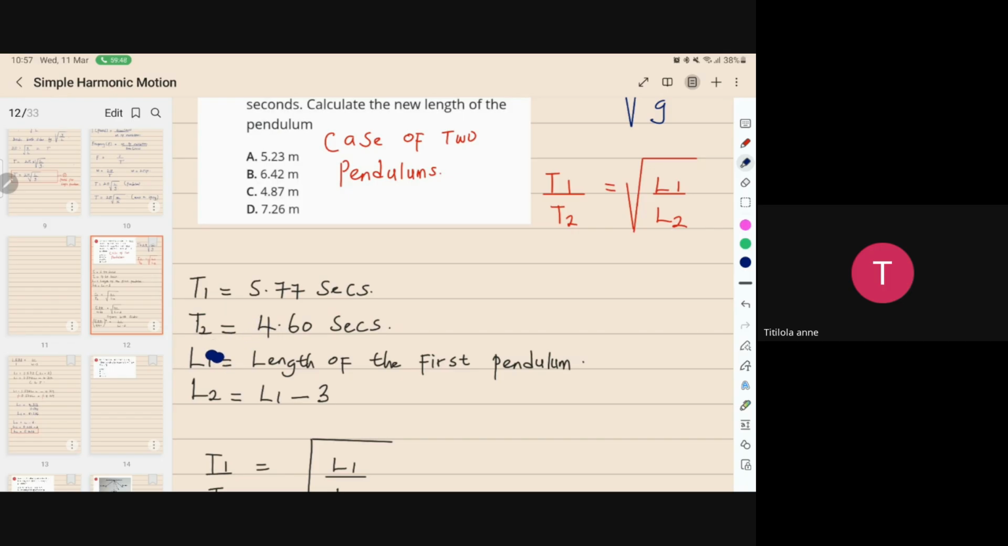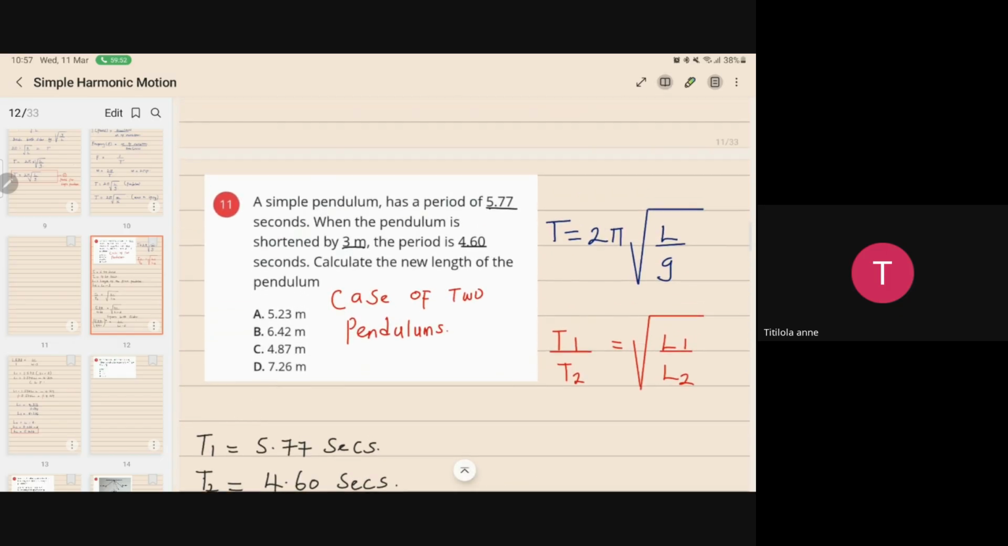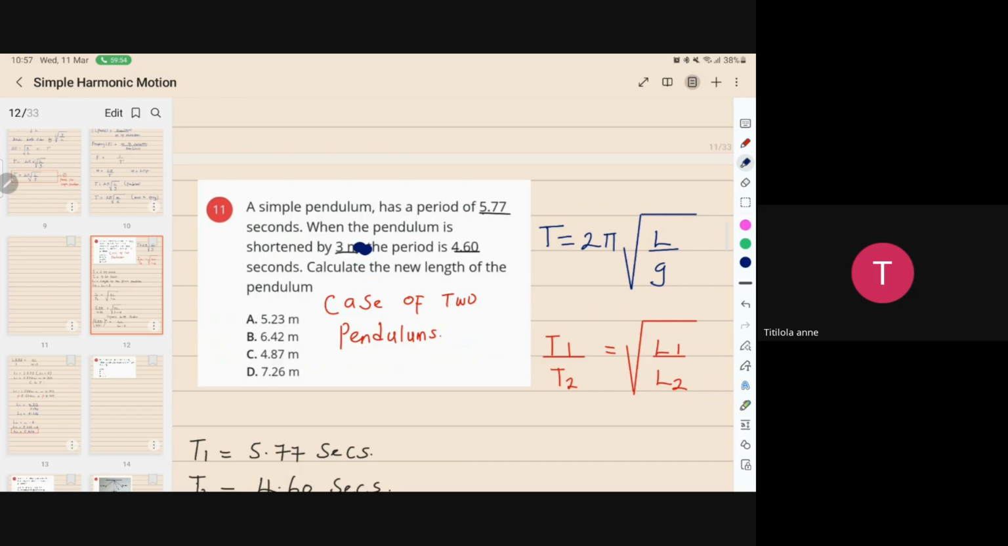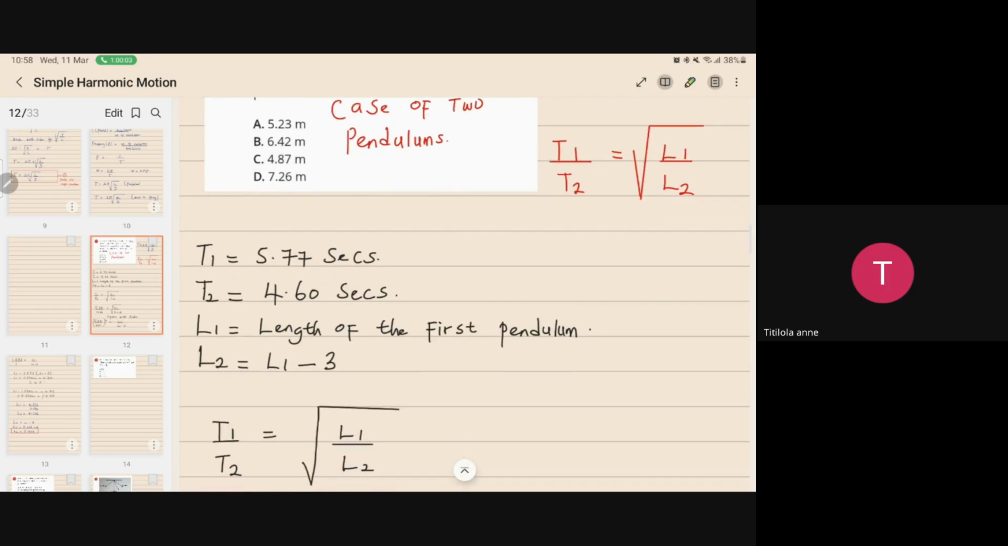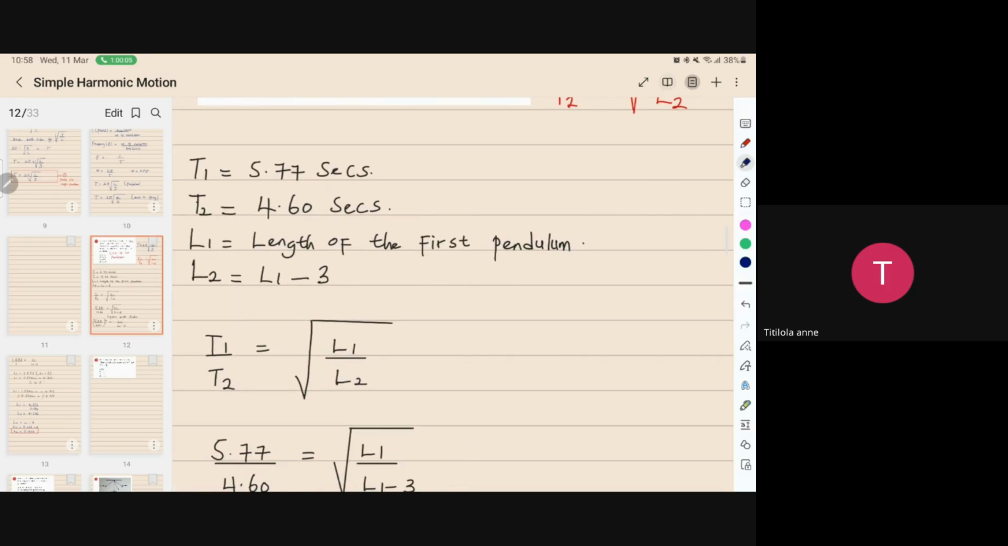They didn't give us any information about the length of the first pendulum, but they said that the pendulum was shortened by 3 meters. I explained the pendulum based on how the experiment is supposed to run. Let L1 be the length of the first pendulum. The first one was shortened by 3 to give the second, L2. So L2 is equal to L1 minus 3.